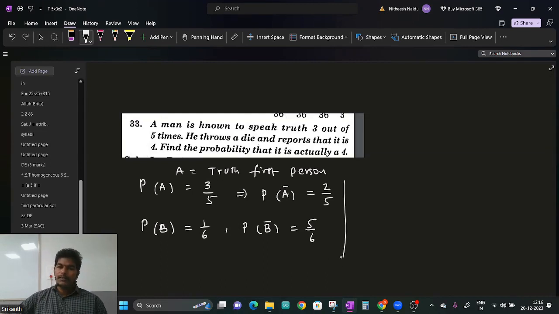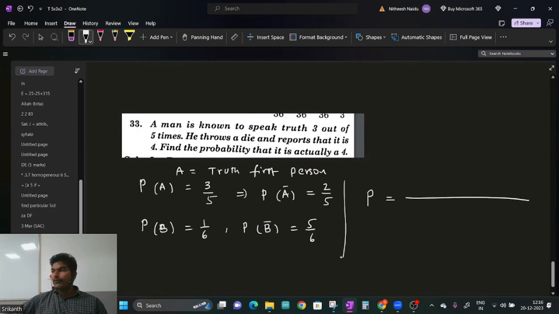Find the probability that it is actually 4. So required probability P is equal to, what he needs, actually 4. Actually 4 means 1 by 6 into what he reports that it is 4. That means he is telling truth. Truth probability is 3 by 5 and actually happened. Look at this. He throws a die and reports that it is 4. That means he is telling correct. Actually it is 4 means actually happening thing is also 4. So the same thing you should copy in the denominator.